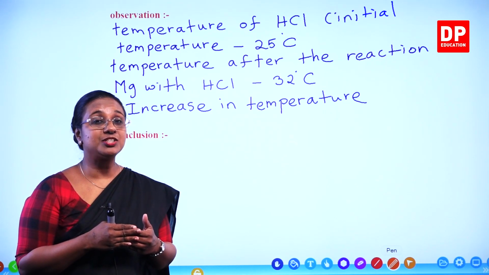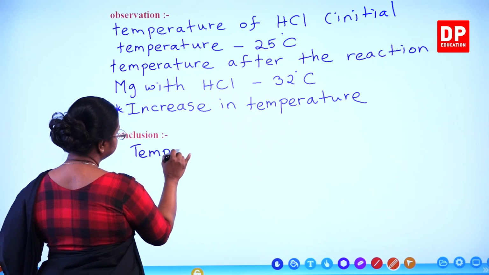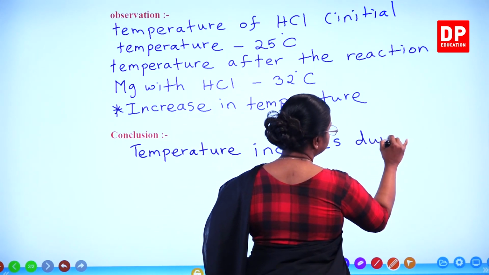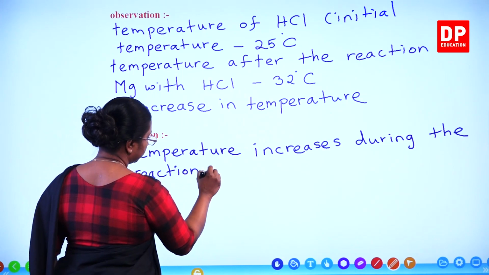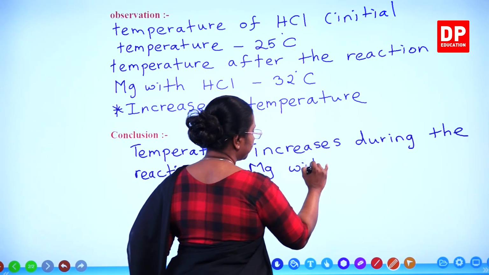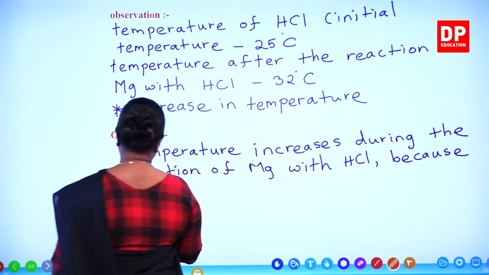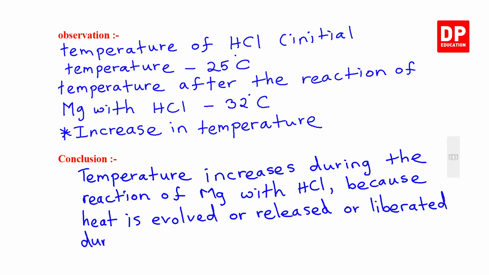And what do we call those types of reactions? Those are known as exothermic reactions. So here we can say temperature increases during the reaction of magnesium with hydrochloric acid because heat is evolved. These are all different terms, or you can say released, or you can even say liberated during the reaction.